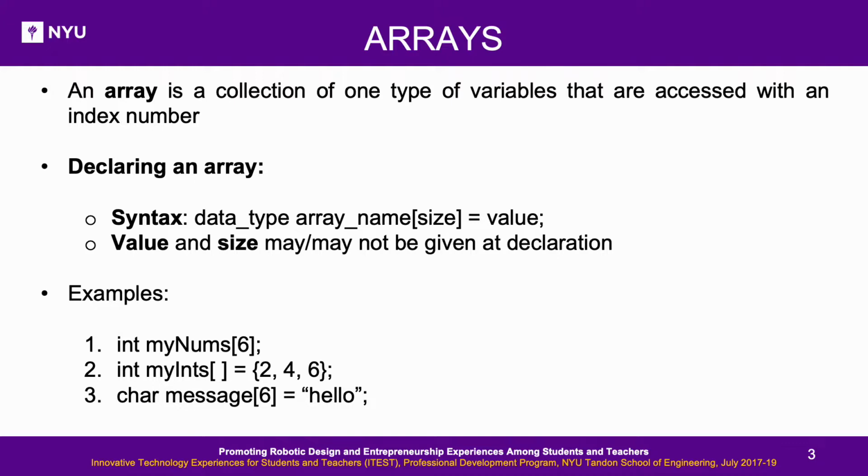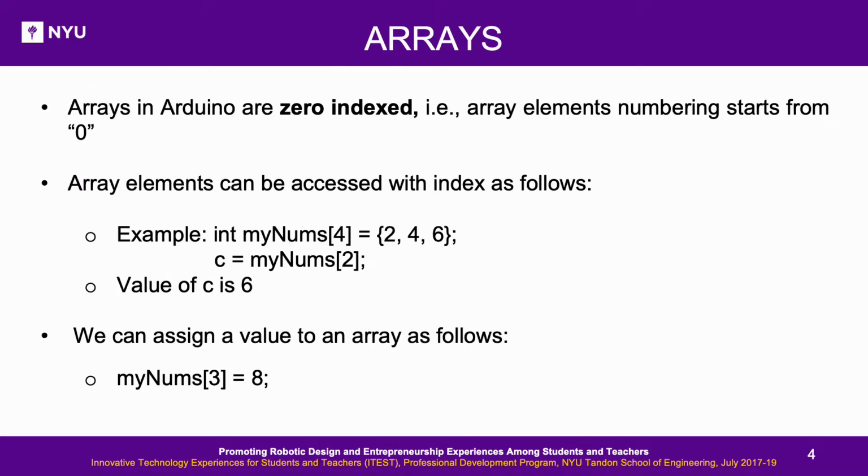Note that when declaring an array of type char, one more element than your characters in the list is required, to hold the required null character at the end of the character array. Here in the third example, we can see hello consists of 5 characters but is declared as a 6-character array, to hold the last character, null. Arrays in Arduino are zero-indexed, that is, array element numbering starts from 0.